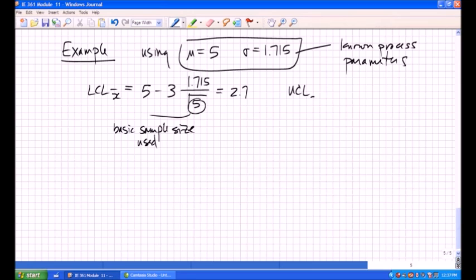An upper control limit for x bar, a standards given upper control limit for x bar, is 5 plus 3 times 1.715, that's sigma over the square root of the sample size of 5, and that's 7.3.